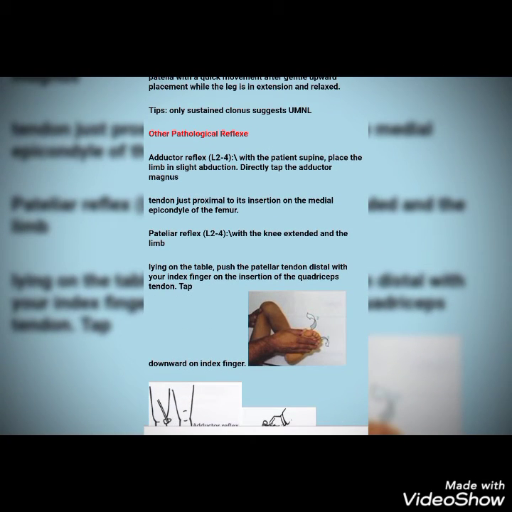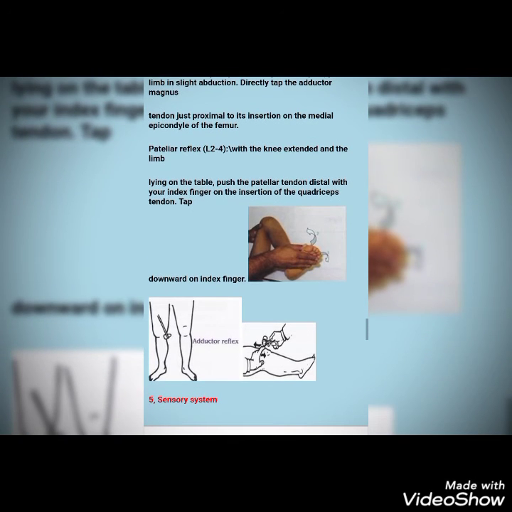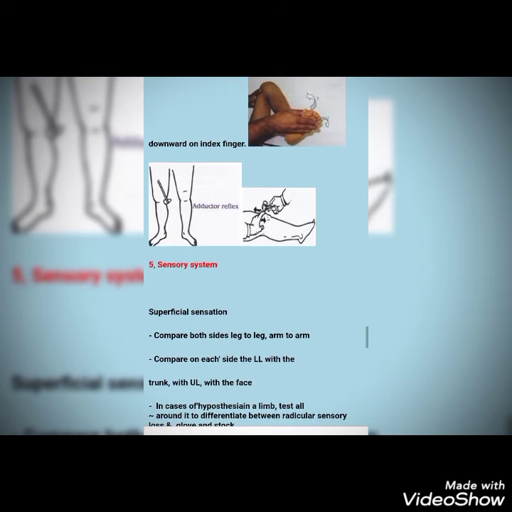Other pathological reflexes. Adductor reflex L2-4: with the patient supine, place the limbs in slight abduction. Directly tap the adductor magnus tendon just proximal to its insertion on the medial epicondyle of the femur. Patellar reflex L2-4: with the knee extended and the limb lying on the table, push the patellar tendon distally with your index finger on the insertion of the quadriceps tendon, as shown in the figure. Downward on index finger. Adductor reflex as shown.